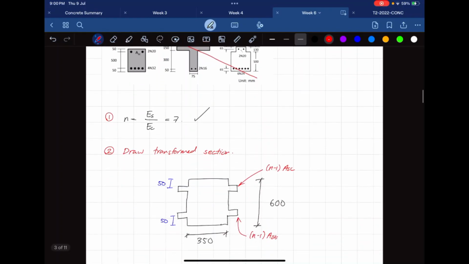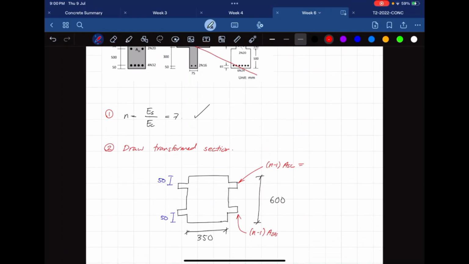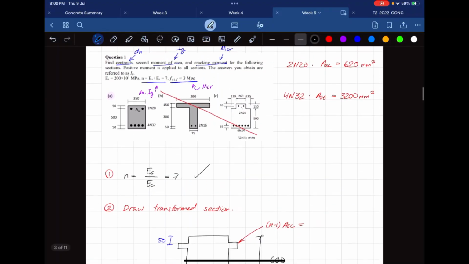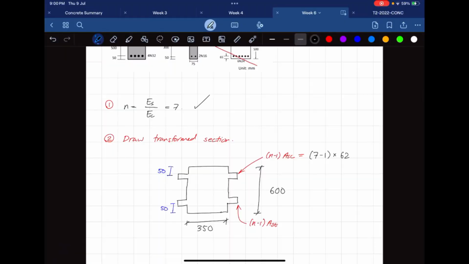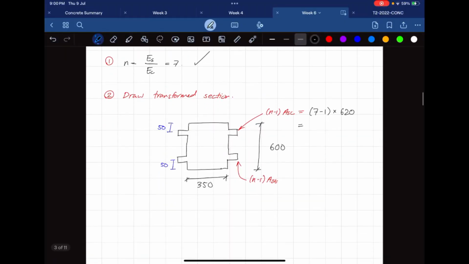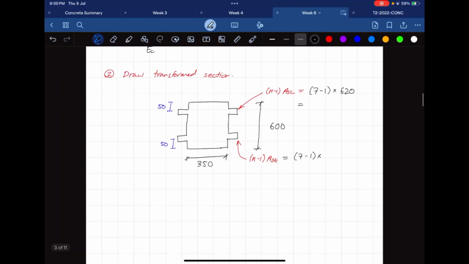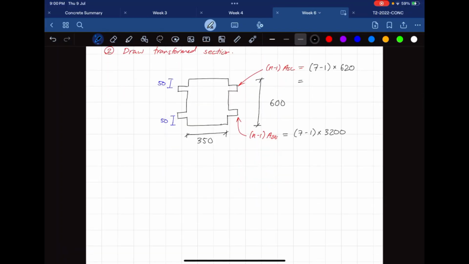That means this value up here, (n minus 1) Asc, will be equal to 7 minus 1 times 620. This one over here will be equal to 7 minus 1 times 3200. I don't have my calculator, so let me do it in my head. 6 times 620 is 3720 mm squared.